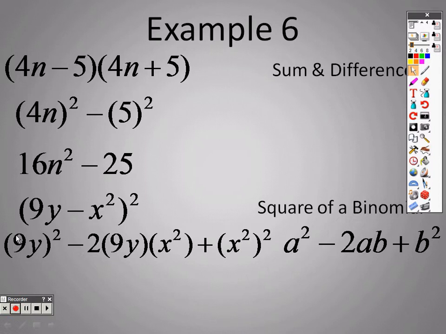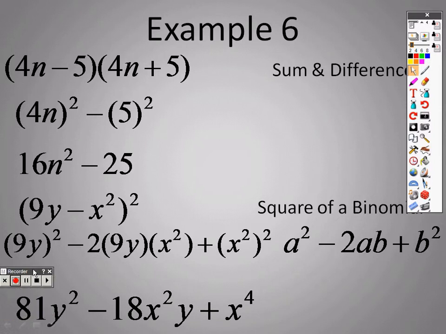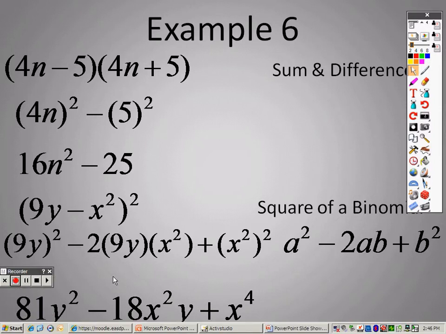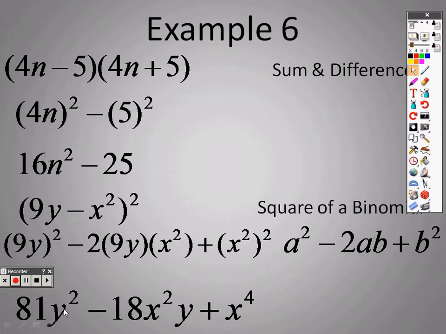So I have to take that and square that through, so that gives me an 81, because 9 squared is 81, and y squared is y squared, right? Negative 2 times 9 is negative 18, I have the x squared and I have a y, and x squared squared is x to the fourth.